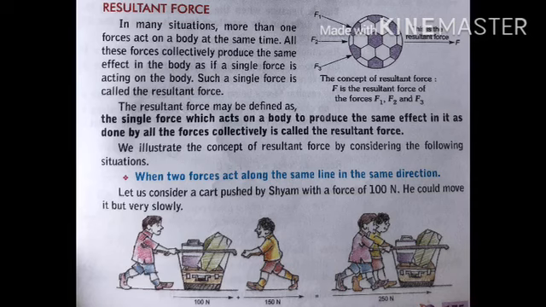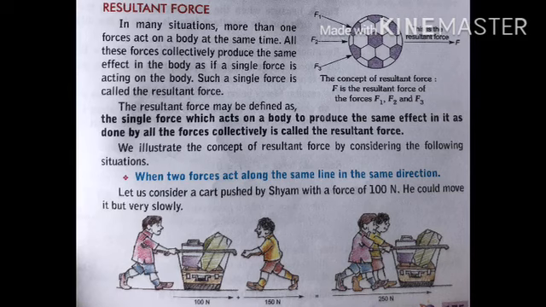Now see in a picture, when two forces act along the same line in the same direction. Let us consider a cart being pushed by Syam with a force of 100 Newton. He could move it very slowly. Arun offered his help. He applies a force of 150 Newton in the same direction. Together, both the friends were able to move the cart faster.